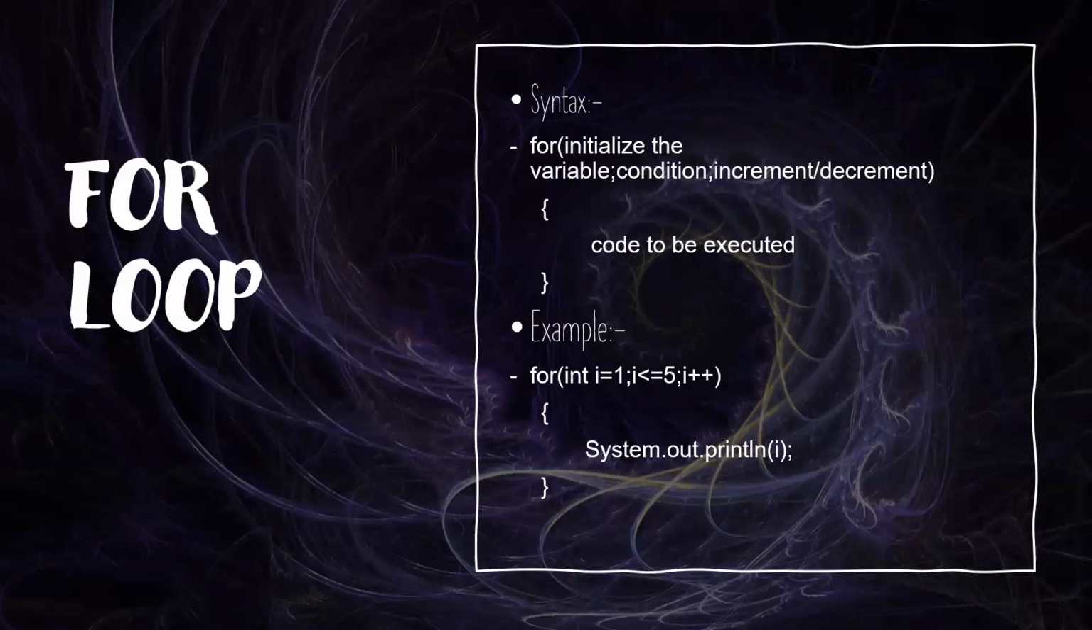After that, 2 curly brackets are kept, and inside you write the code to be executed, whether it be a print statement or an if statement inside the for. It can be anything. So that's how you go for a for loop.